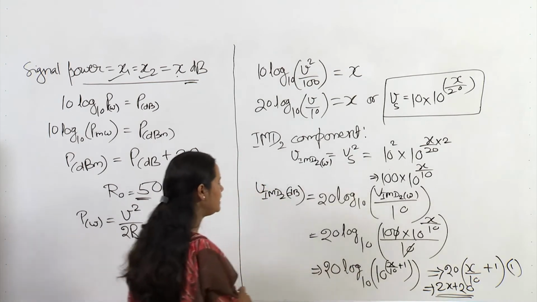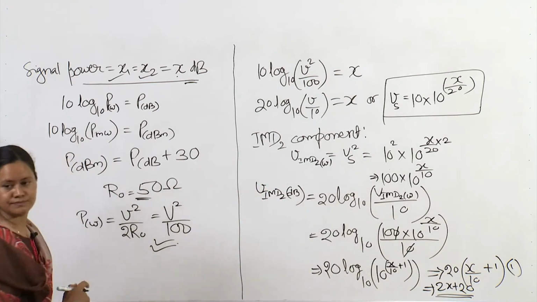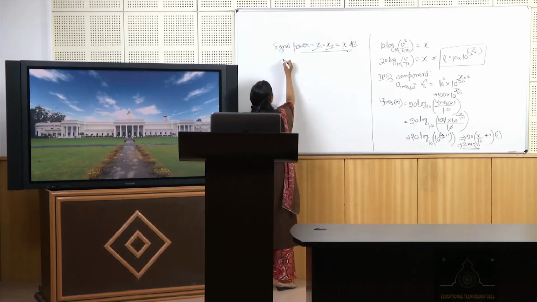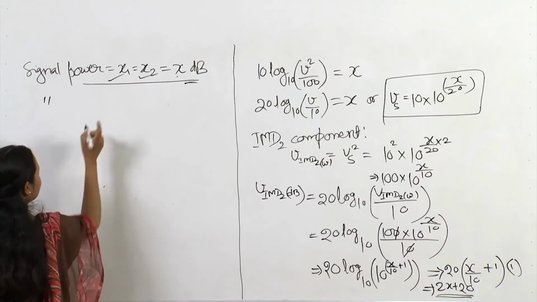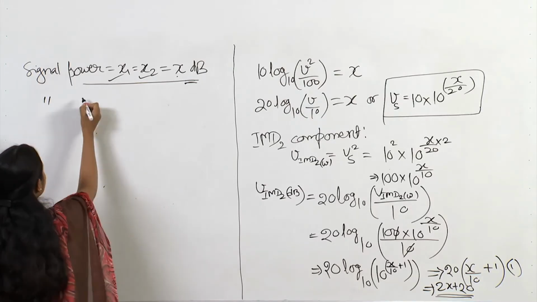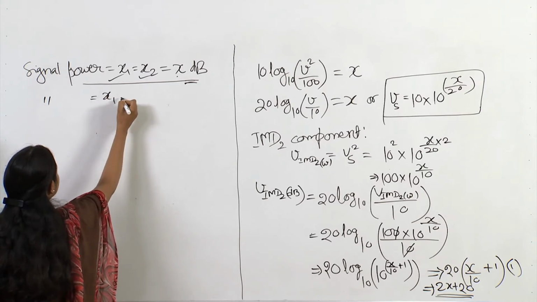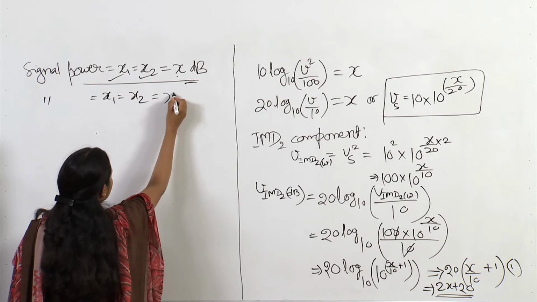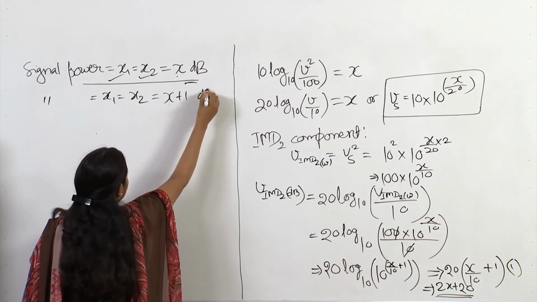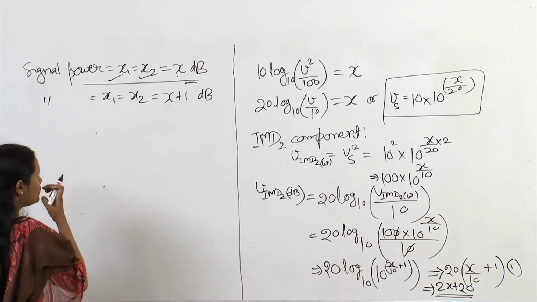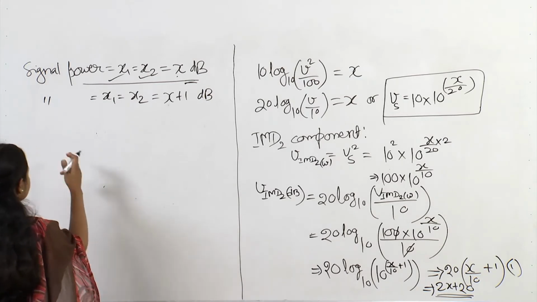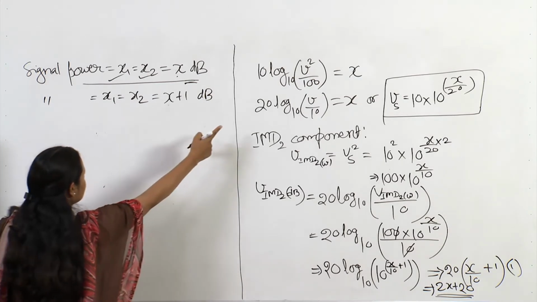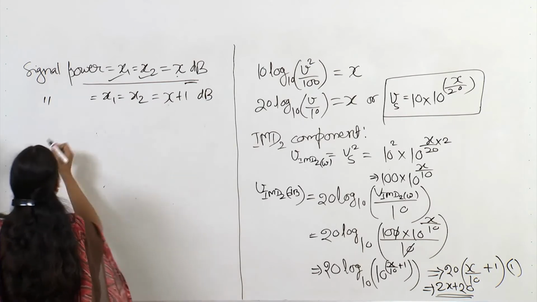So, let us keep this in mind. Now, if signal power is increased by plus 1 dB, so x1 is x2, but now the power has been increased by 1 dB, so x plus 1 dB. So, what should be the voltage corresponding to this? Again we can do the calculation like we had done the calculation here.